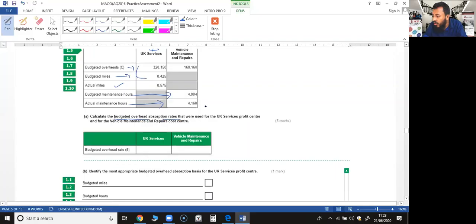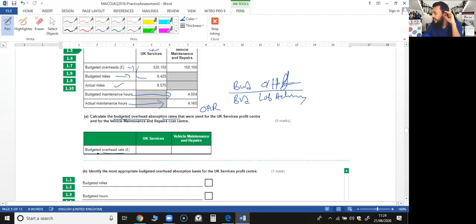It is actually OAR. And how do you get the budgeted overhead absorption rate, people? The formula is budgeted OH, which is money, divided by budgeted level of activity. Means units, so labor hour, machine hour, miles, units, whatever it is. Budgeted overhead, which is the money, divided by budgeted level of activity. So overhead absorption rate should be what?